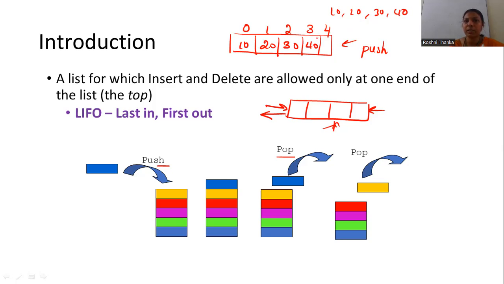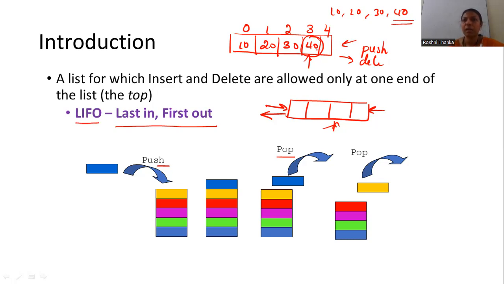So who came first will be taken out last. Or we can also say who was inserted last will be taken out first. That is why it is said to be last in, first out. Who did we insert last? 40. So when we do the deletion, who will be taken out first? Who was inserted last will be taken out first. So who went inside last? That is 40. And who will go out first? That is also 40. That is what is called LIFO, last in, first out.